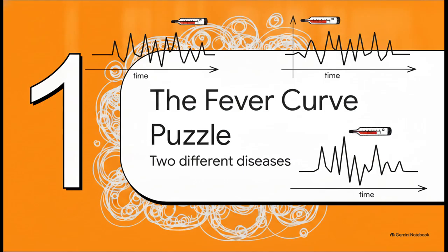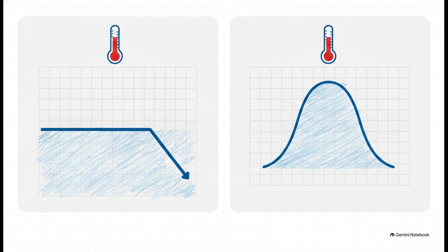Section 1, the fever curve puzzle. 2 different diseases. Think of it this way. Temperature isn't the actual illness, right? It's just an outward projection. It's like a shadow on the wall. And look at how vastly different these 2 shadows are.